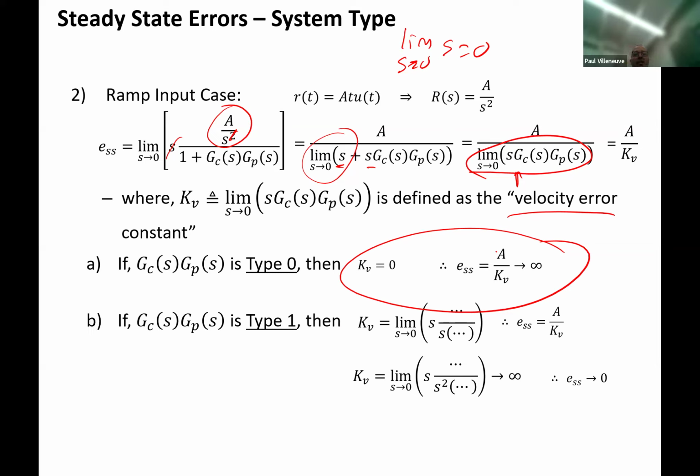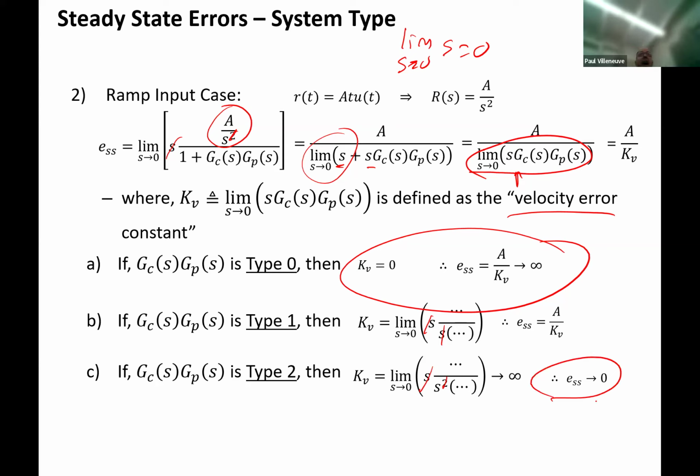How about a type 1 system? Now the S's will cancel, and now I'm just going to end up with A over K sub V. So I'm not going to get 0 or infinity for an error. I'm going to get some error. Then if I move to a type 2 system, then I can see that the S squared term cancels with the S term. That approaches infinity. And my steady state error term goes to 0.